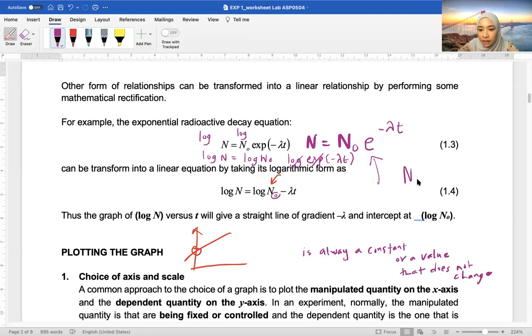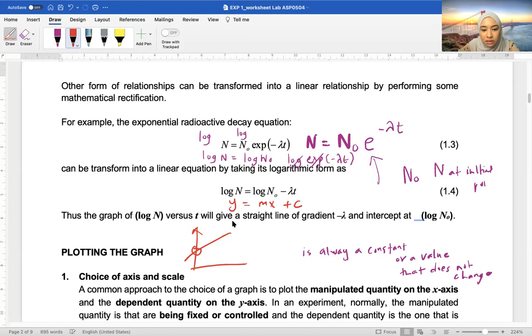How do I say this? n naught is n at the initial point. We know that the symbol with the small zero is the initial point or a constant. So this is the only thing that is a constant in this equation. So this becomes the c. Okay, so this becomes y equals mx plus c.